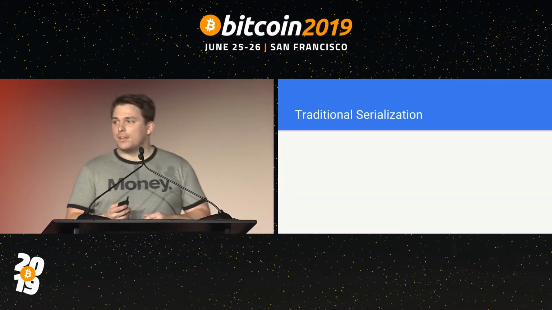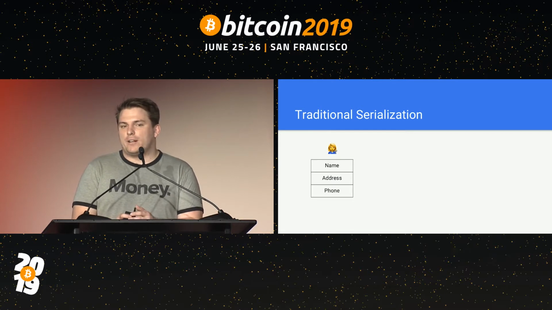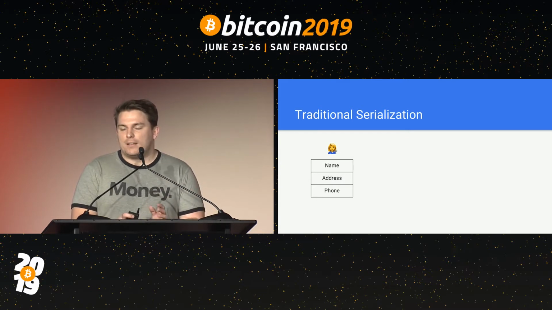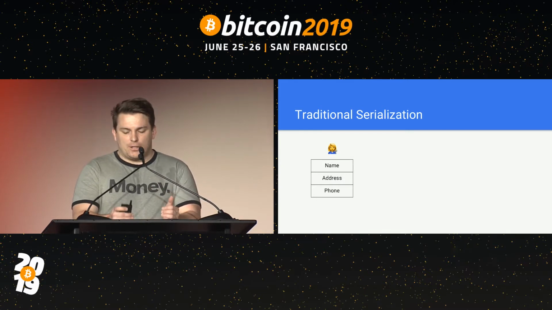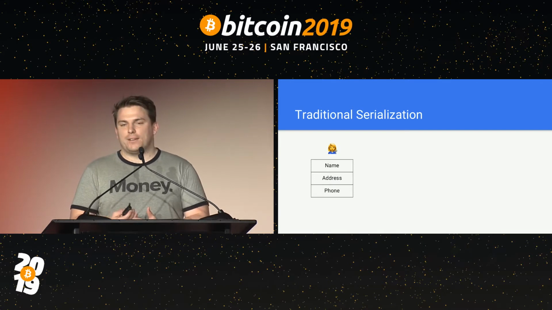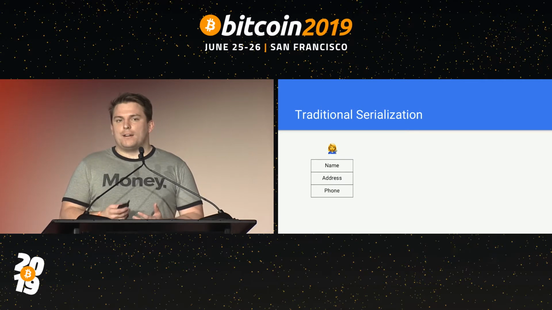So we'll dive in. If you look at traditional message serialization, let's say we wanted to send a message that has information about a user. You might have the name, address, and phone number. And typically, you just write those fields onto the wire in order. This is how messages work in the Bitcoin protocol and how they work in Lightning today.